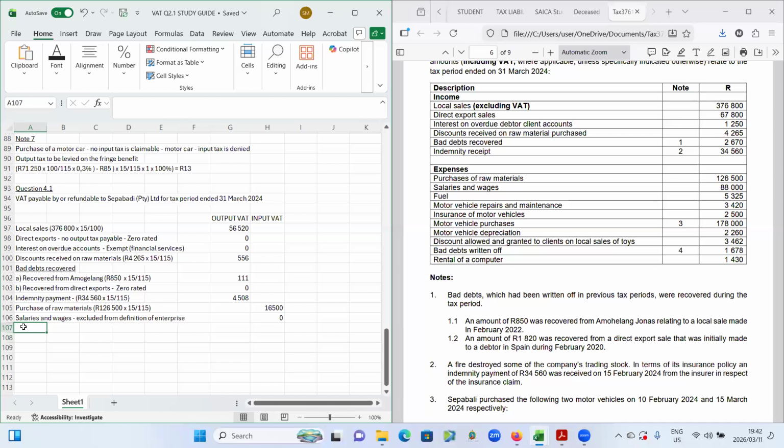Then we go to fuel. There's no note, but there's fuel. What are the VAT implications on fuel? It's zero rated. It's another example of zero rated goods. I'm sure you haven't forgotten.